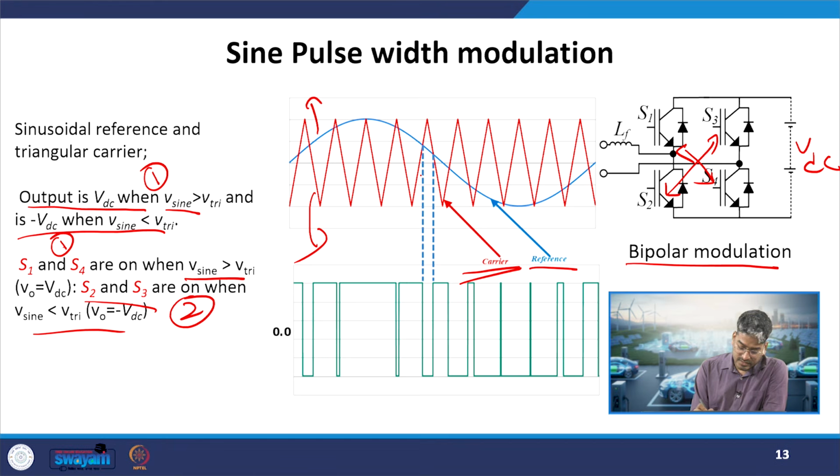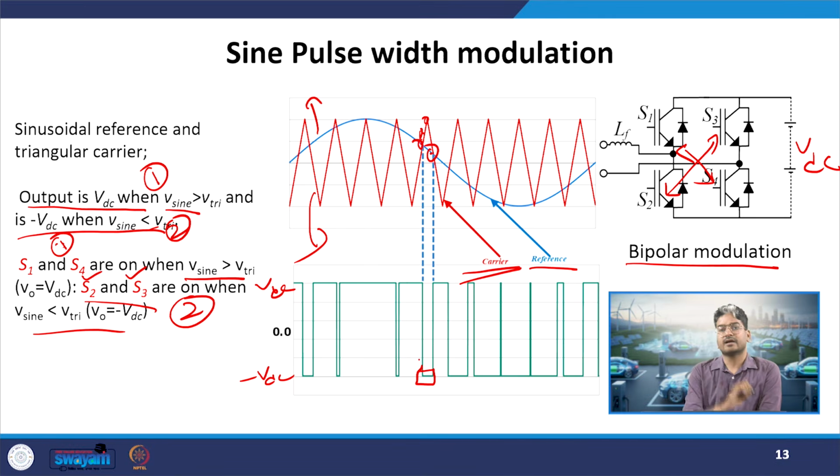Now let us see this example. If you see the triangle at this dot, the triangle has crossed the sine wave, that is, at that point in time the triangle has a higher amplitude compared to the reference or sine signal. So, it is falling under case 2, when my triangular signal is higher. So, what will I be doing? I will be turning on S2 and S3, so I will get a negative voltage. If you see, this is your minus VDC, this is your plus VDC and 0 in between. So, here we get the negative voltage, because my triangle amplitude is higher.